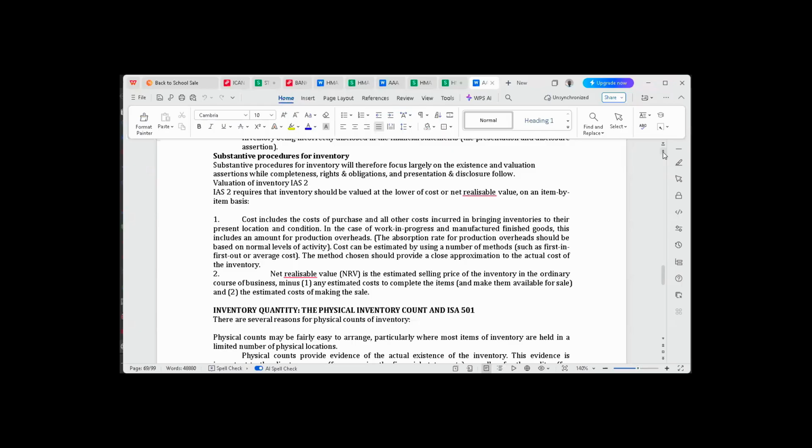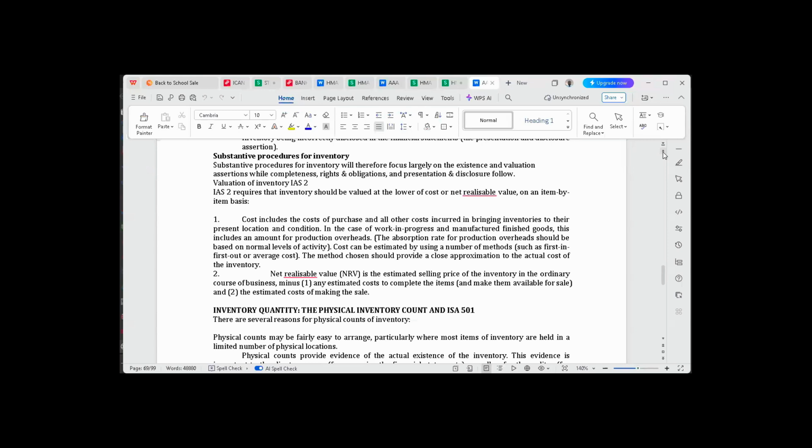Okay. Now, remember, we said that under IAS 2, inventory can be valued at the lower of cost or net realizable value, right? And I've also talked about the difference between the two. So we talk about cost. When you're valuing inventory at cost, it means that you are looking at it from the point of purchase, okay? All the costs in bringing the inventory to its present location and condition. That is the cost, okay? All the freight costs, right? All the raw materials that you use, right? All of this that you put in place to bring the inventory into its present location and condition is derived at cost.